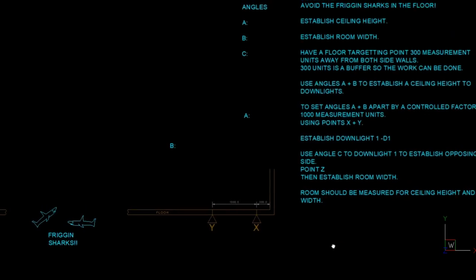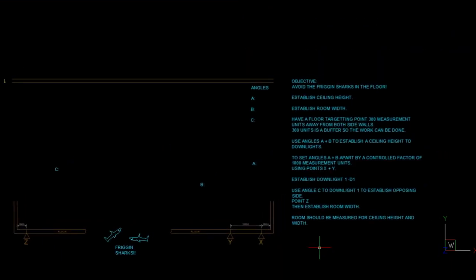Okay, so the objectives for this particular thing. Avoid the friggin' sharks in the floor. So you can't measure it the old school way. You actually have to use the lights in the sky. Establish the ceiling height. So that's my first objective.